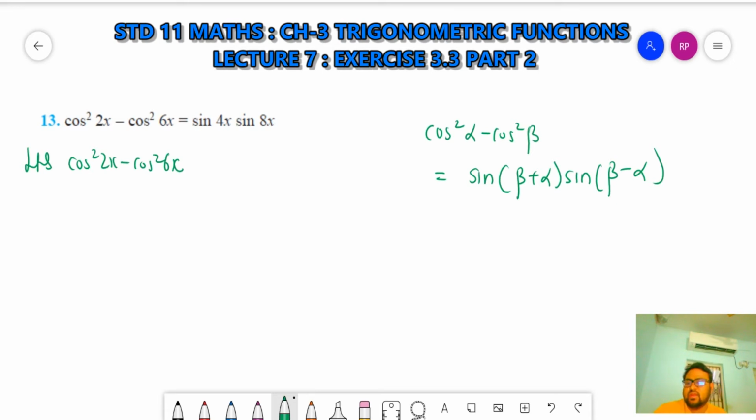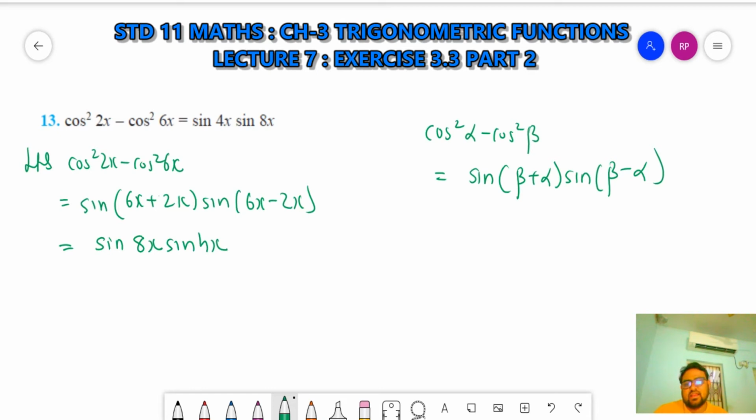Clear? So this will be equal to, sorry, not cos, sine(6x plus 2x) sine(6x minus 2x). This will be equal to sine 8x sine 4x. This is our RHS. Yeah. Okay, so this was about question number 13. Just note it down.